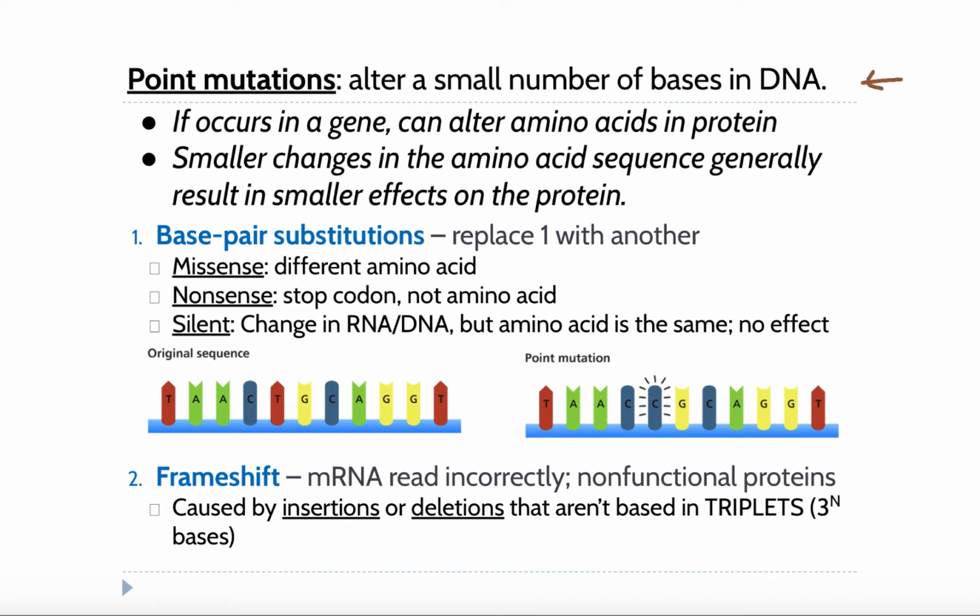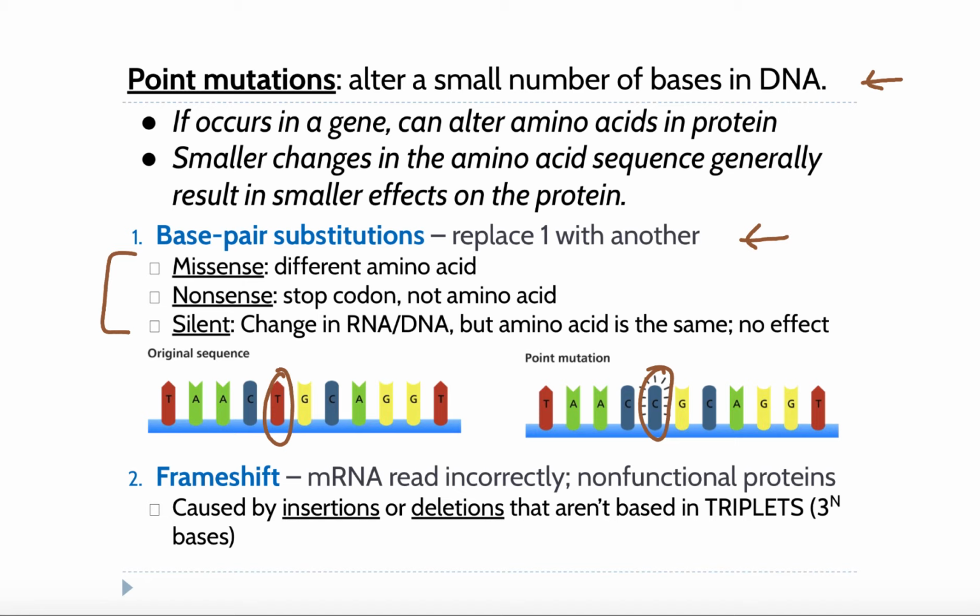Now, a substitution means a replacement of a nucleotide. So a nucleotide is neither added nor missing, you're just switching it. For example, this T is switched to a C. That would be considered a substitution. Now we may classify the outcome of those substitutions in a number of ways. It might be classified as missense, nonsense, or silent. These are all different outcomes in the protein based on what happens.